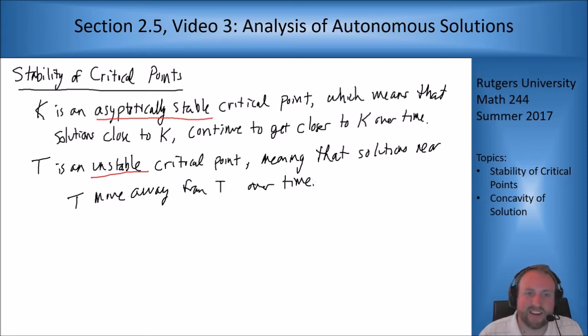There is also the idea of a semi-stable critical point, where solutions from one side come in but the other side go away. That's in one of the problems in the back of the section, and that would be something we probably talk about tomorrow in class.